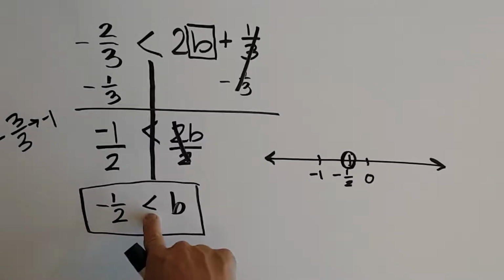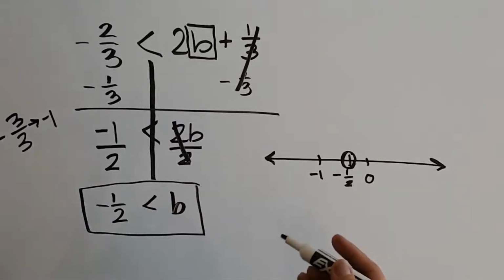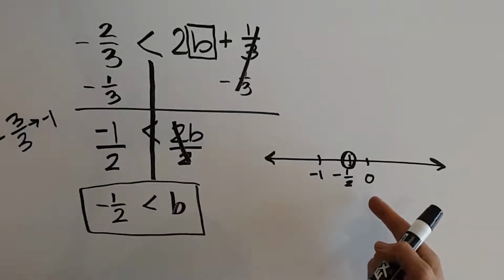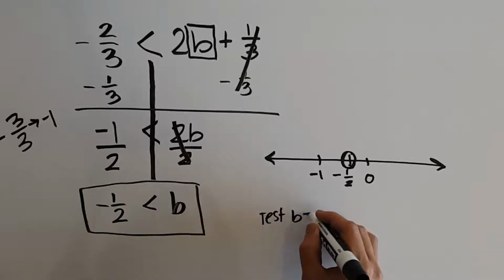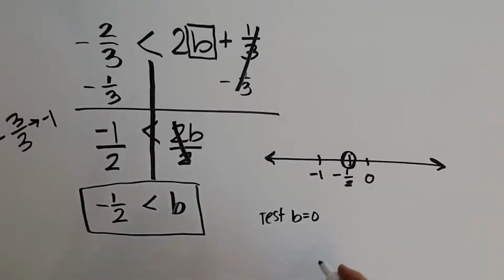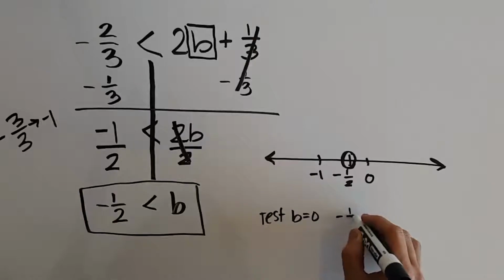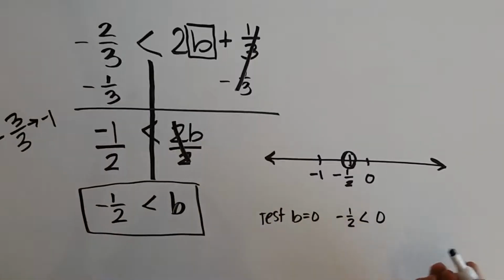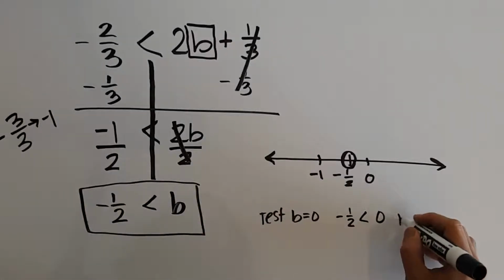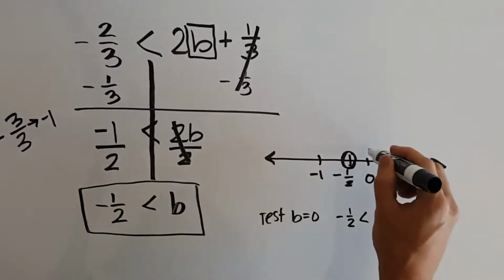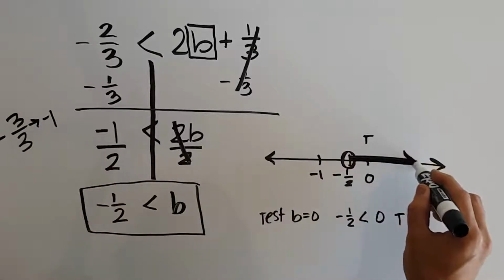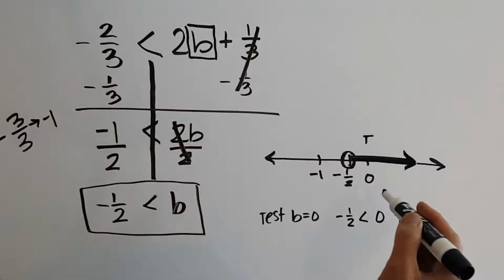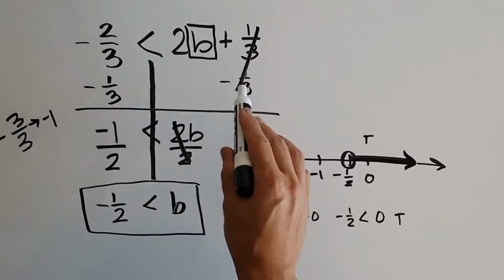So we want to figure out which way we're going to shade. So we can pick a test point. I could test if b were 0, if this would give us a true statement. So negative 1/2 is less than 0. Well, negative 1/2 is smaller than 0. So because this was true, we're going to shade towards 0. Every number to the right of negative 1/2 on a number line is a solution to this inequality.